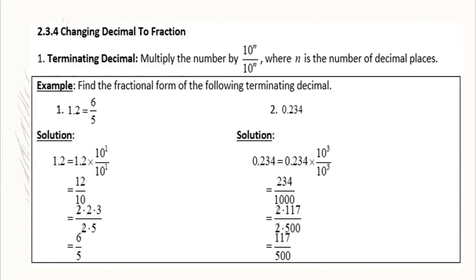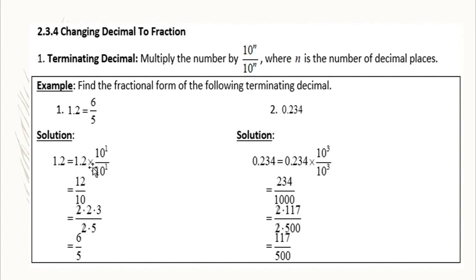Okay, next, changing decimal to fraction. For a terminating decimal, multiply the number by 10 to the power of n over 10 to the power of n, where n is the number of decimal places. Example, find the fractional form of the following terminating decimal. We have here 1.2, which in fraction is 6 over 5. Why 6 over 5? Let us see. How many decimal places does 1.2 have? Only one.